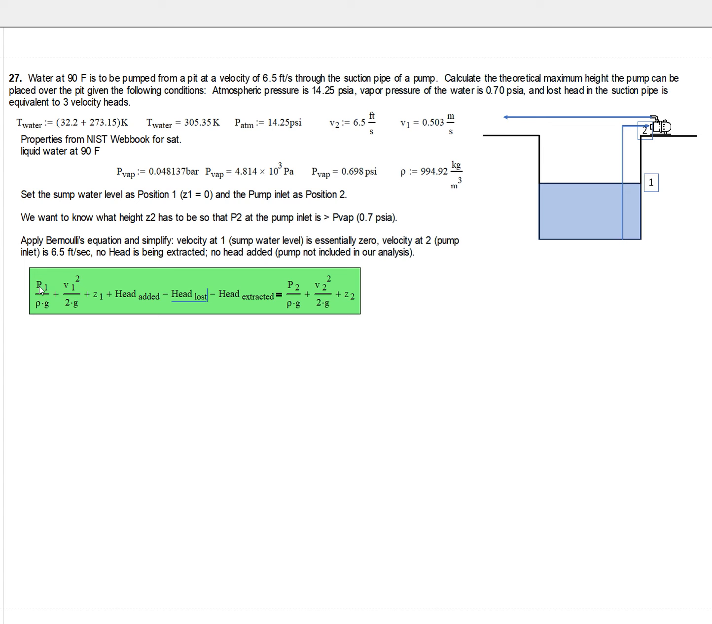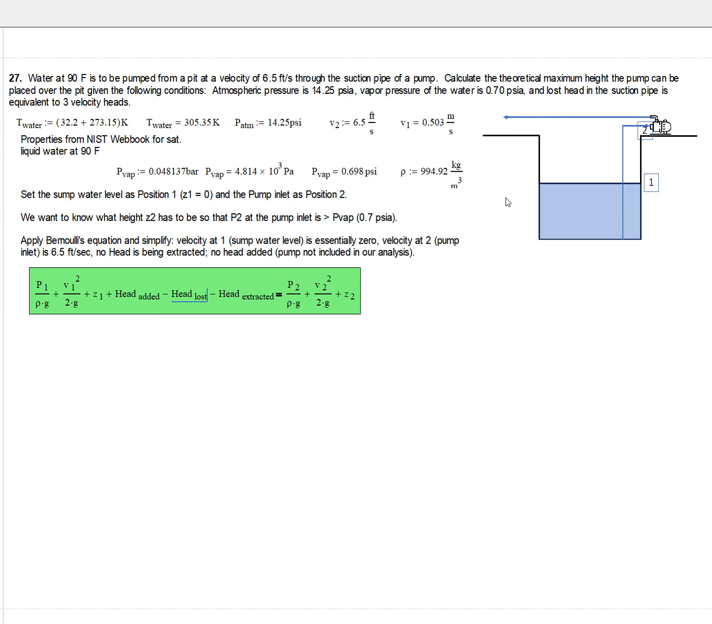Let's look at these terms. What is the pressure at position 1? Pressure at position 1, the liquid level surface, this is atmospheric pressure, right? What is the velocity at position 1? The velocity at position 1, well, that's going to be essentially 0. We're not told anything about how the level is changing. Even if the level in this system were changing, the velocity of the level going up and down is going to be so slow, it's going to be negligible. So we set that equal to 0.